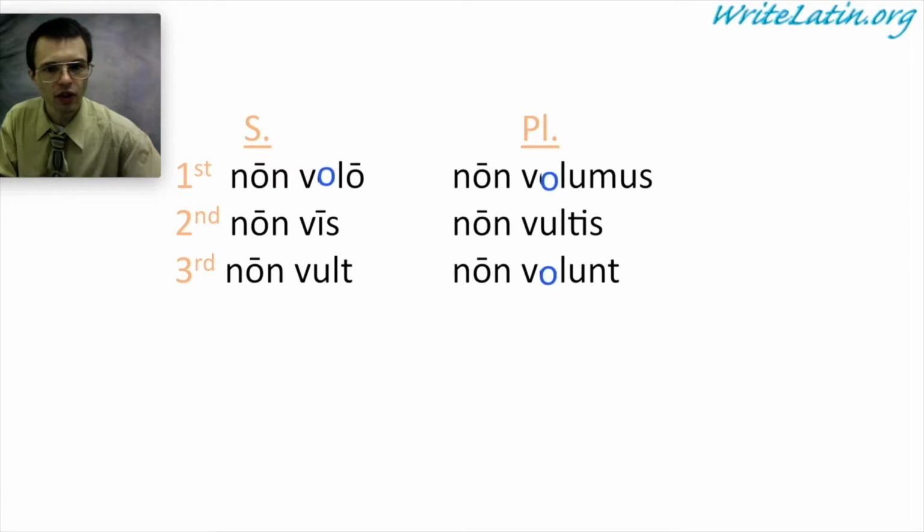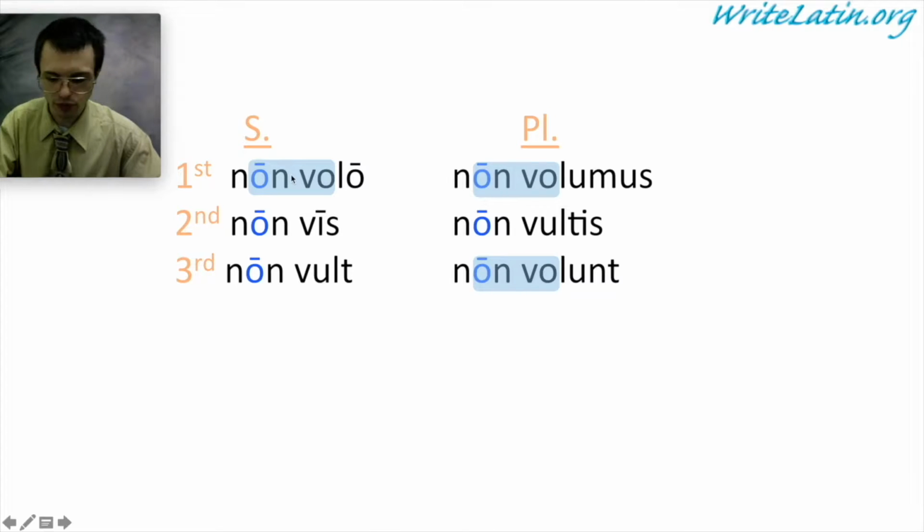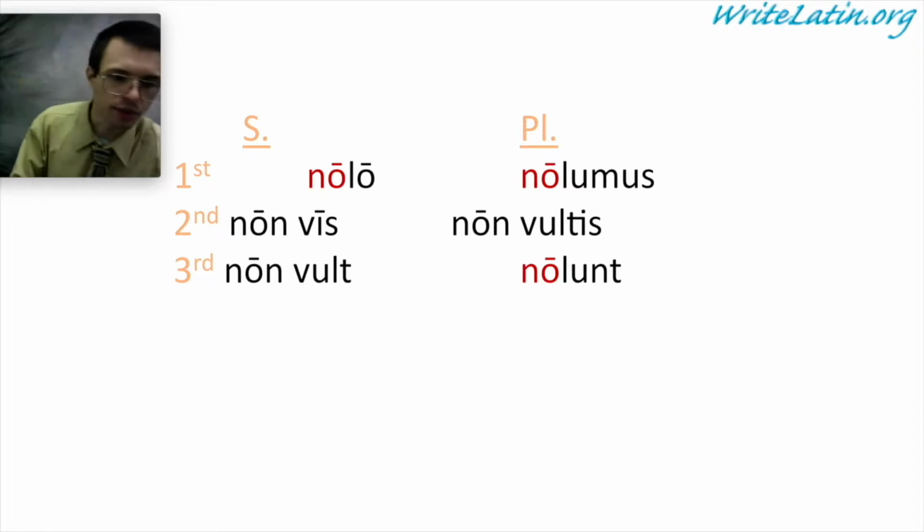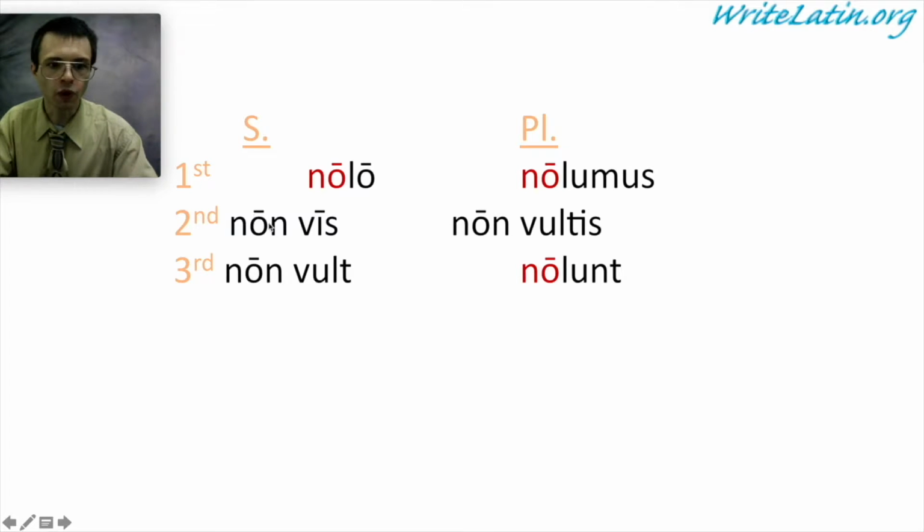Now, remember I told you about these blue O's. Remember how we had assimilation with sum and potis? We're going to get the exact same thing here. So when we make this negative, by putting this non in front of it, the two O's side by side like that are going to turn into one O, just like that. So this is how the verb to not want goes in the present tense. Nolo, non vis, non vult. Nolumus, non vultis, nolunt. And again, you're just going to have to memorize this.